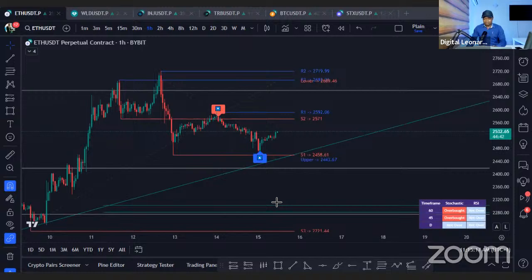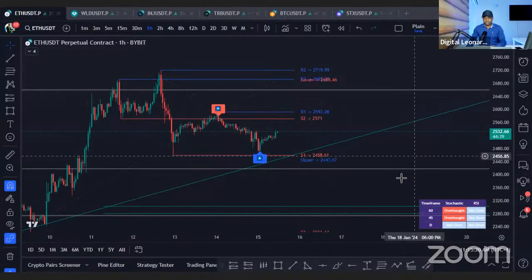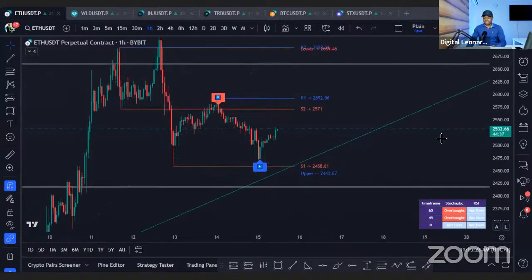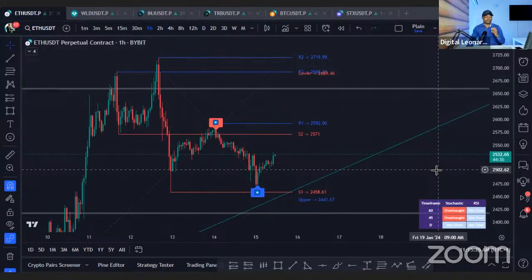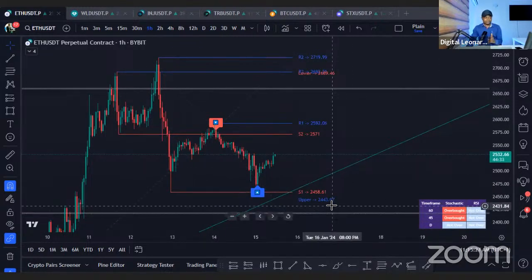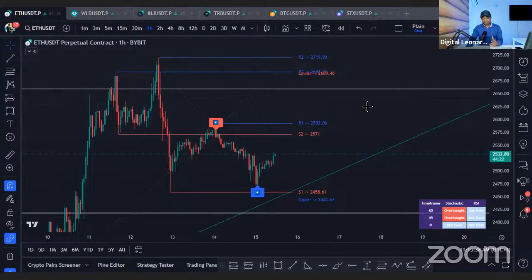My stop loss is just around 1,200. So if it gets down, I'm ready to add to my position until it goes below 2,200. Until it goes below 2,200, that is when I no longer want to enter a trade for Ethereum. So basically, that's what I'm looking at, and then other tokens.